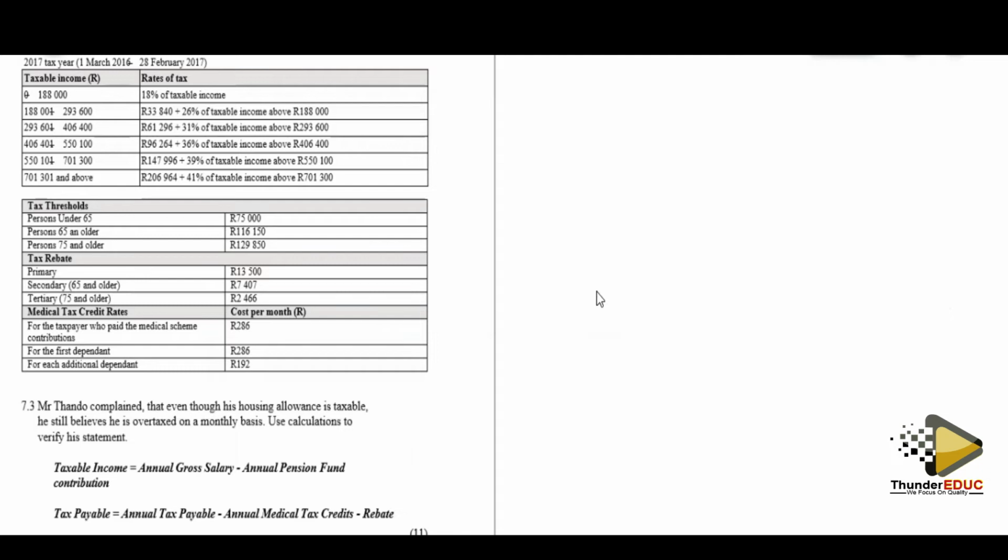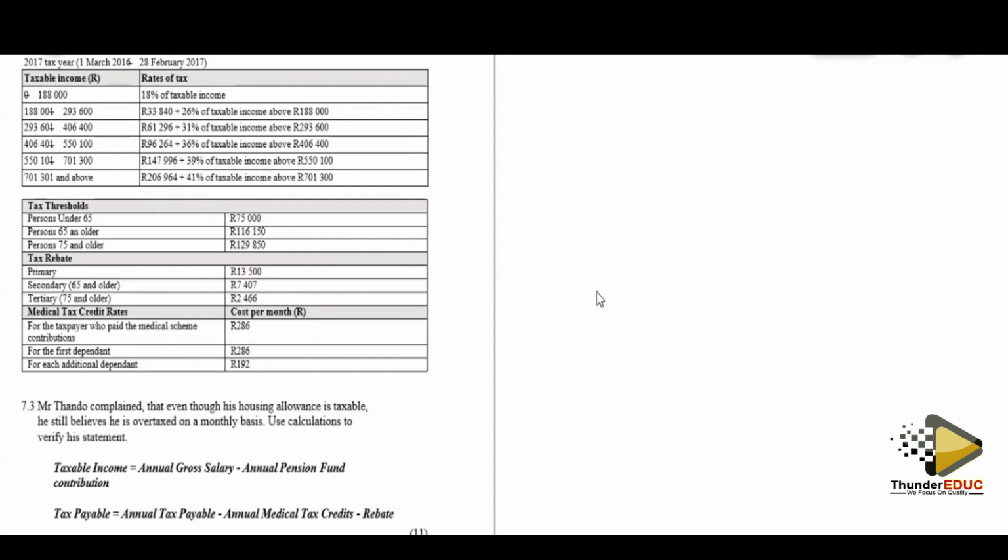Now they are requesting us to do question number 7.3, which says, Mr. Tabo complained that even though his housing allowance is taxable, he still believes he is overtaxed on a monthly basis. Use calculations to verify his statement. So they've told you, number 1, look for taxable income.